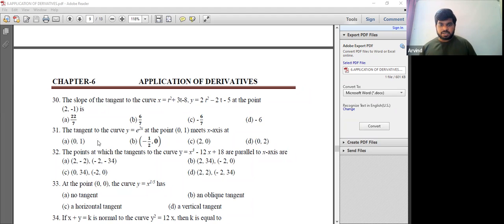Option D is also wrong because it is (0, 2), and again y is not 0 there. So A and D are completely wrong; you only have to check B and C. I repeat, the tangent is meeting the x-axis, so the y value should be 0. In options A and D the y value is not 0, so that is wrong. It should be option B or C.